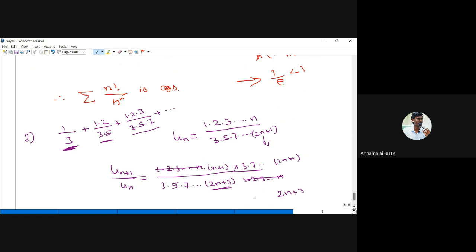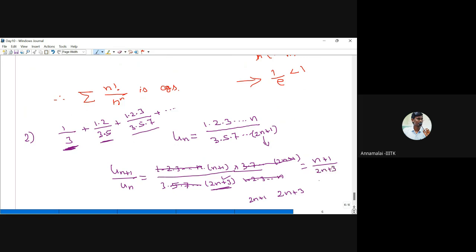So the number before the odd number is 2n plus 1, right? So we can cancel up to 2n plus 1 terms. Therefore, the remaining term in the denominator is 2n plus 3. Therefore, in the numerator we have n plus 1 remaining. In the denominator we have 2n plus 3.